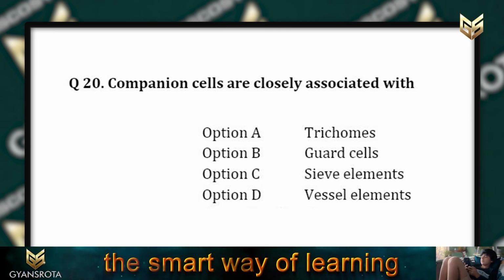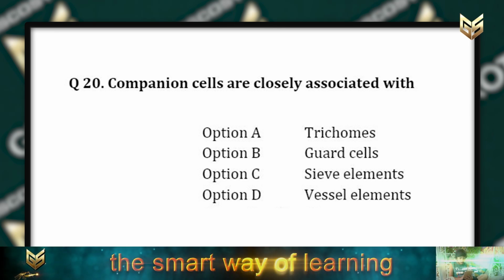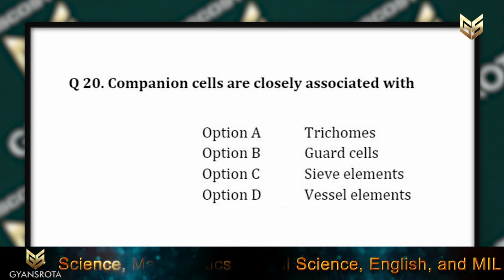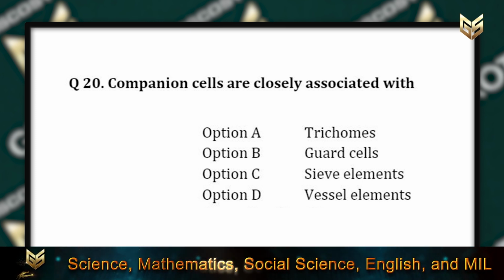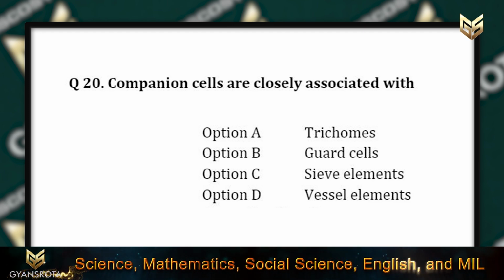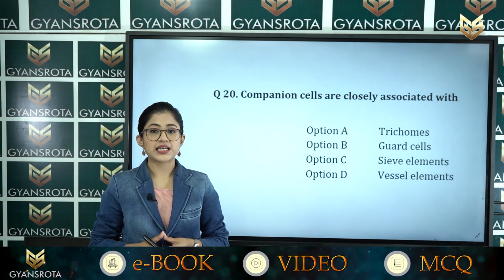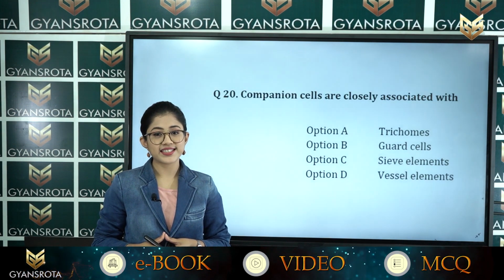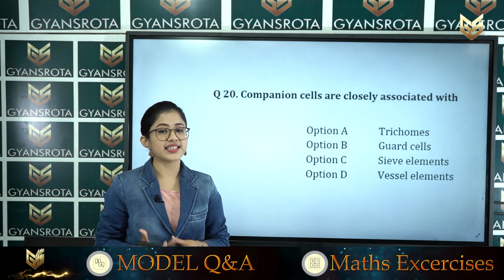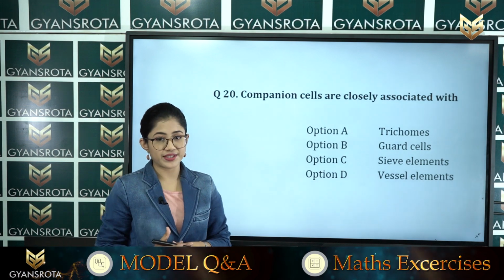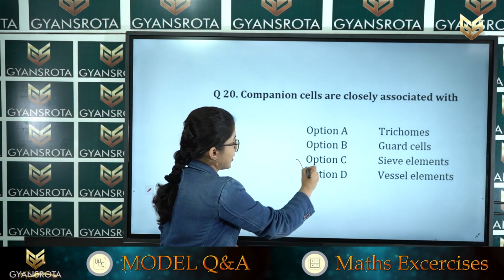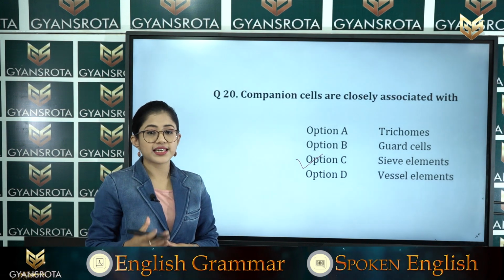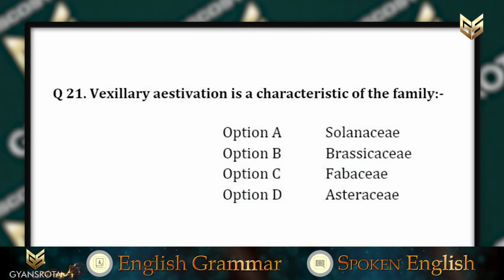Companion cells are closely associated with option number A, trichomes, option number B, guard cells, option number C, sieve elements, and option number D, vessel elements. Student, this is also from the chapter Anatomy of Flowering Plants. So, what is the correct answer? The correct answer is sieve elements, which means option number C is the correct answer for this question. Now, let us move to the next question, that is question number 21.